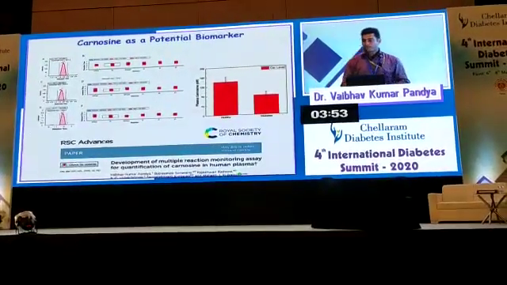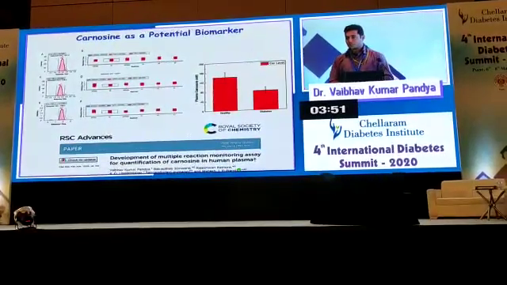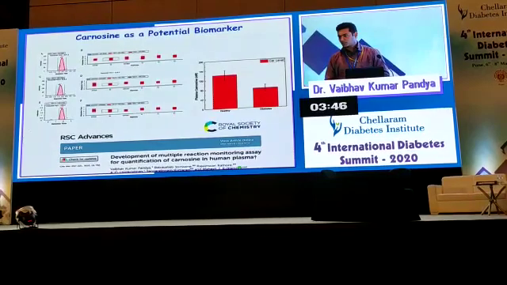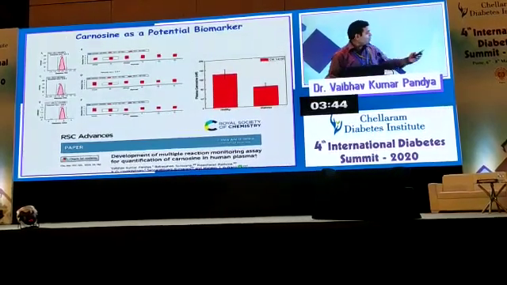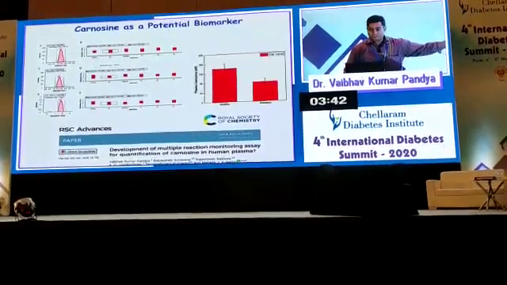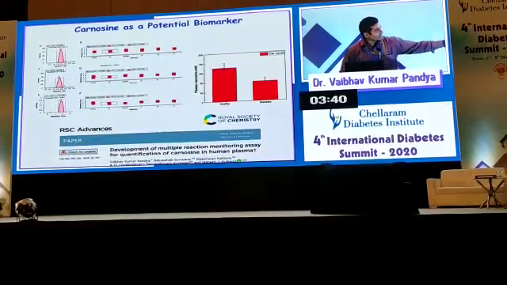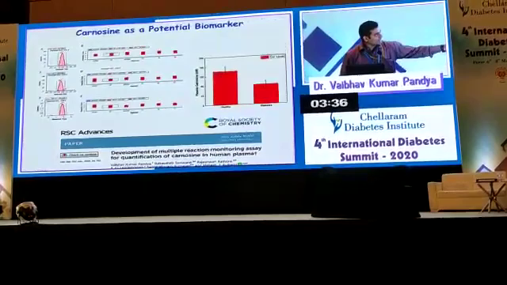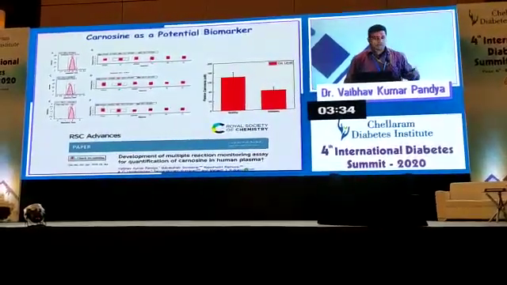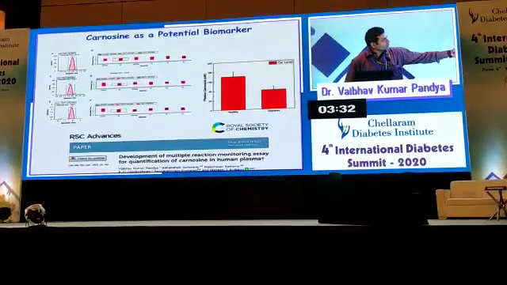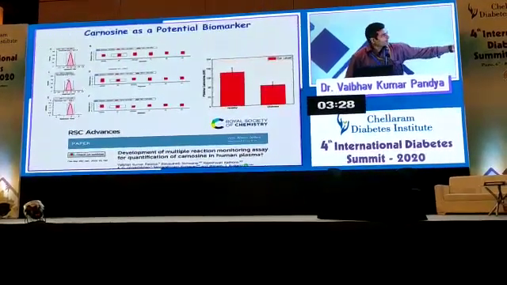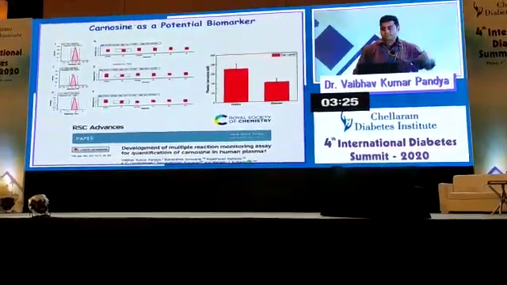All this work we recently published in a reputed journal of the Royal Society of Chemistry, and this is the first method on plasma carnosine quantification. This is the first study where we checked the carnosine level in 10 healthy individuals and 10 diabetic individuals. In healthy individuals the plasma carnosine level is 140 nanomolar, while in diabetic it is less than 80 nanomolar.